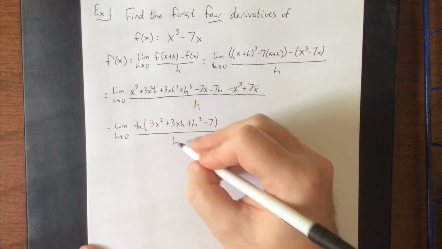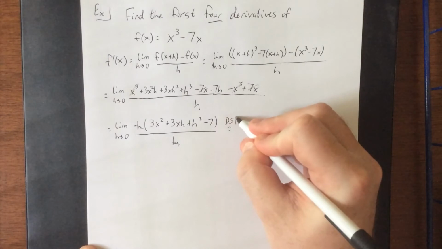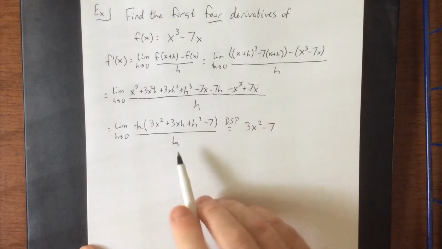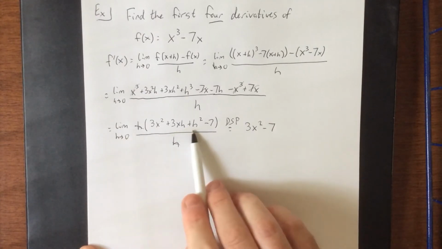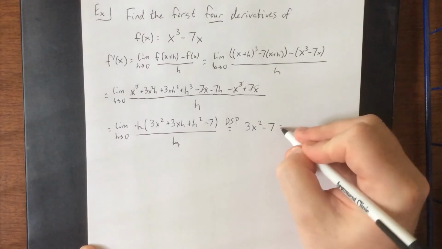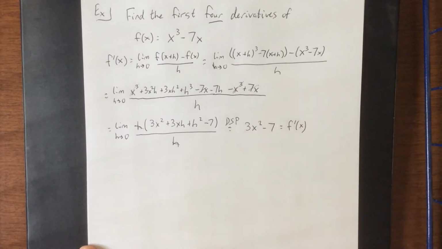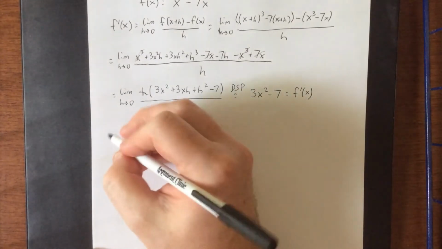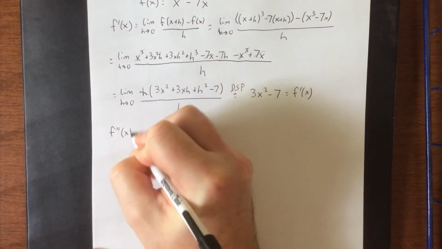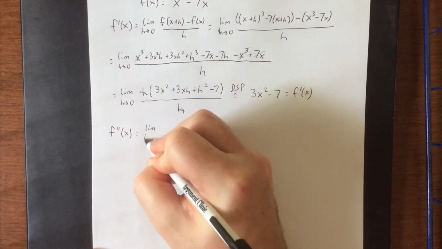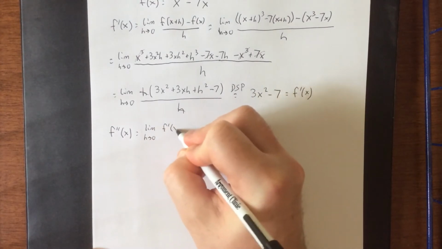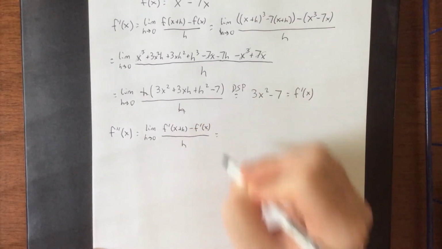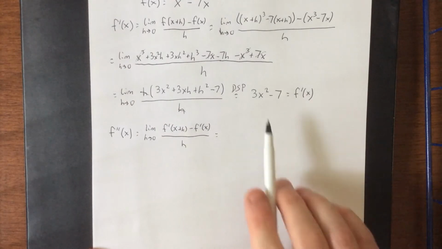Canceling these h's and applying the direct substitution property in that order gives us 3x squared minus 7. These other two terms will go to 0 as h goes to 0. So as a reminder, this is f prime of x, the first order derivative of this function. For a second derivative, we'll be taking the first derivative of the first derivative. So we'll be setting up the limit as h approaches 0 of f prime of x plus h minus f prime of x all over h, which is a fancy way of saying do exactly what you just did, but do it to this function.